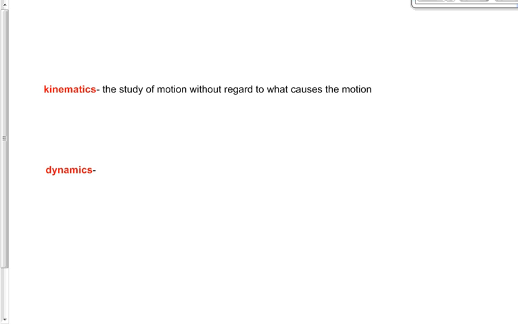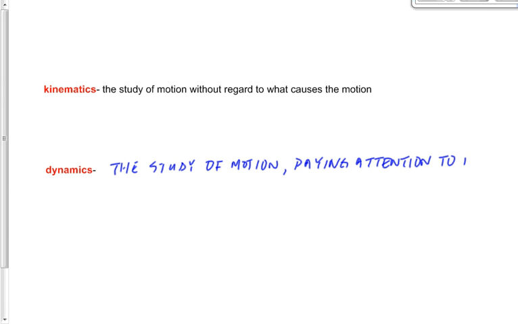Dynamics is the study of motion, as is kinematics, but it's the study of motion with regard to what causes the motion. In other words, it's the study of motion paying attention to forces. Because really, we all know this, right? It's forces that cause motion.